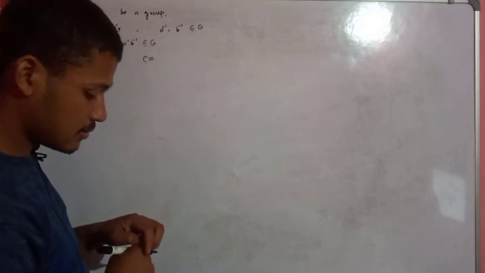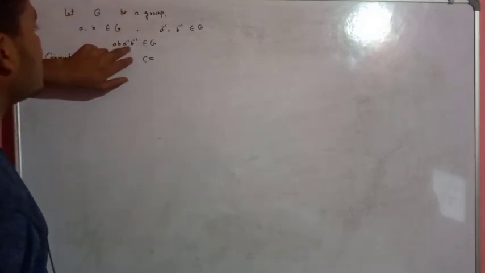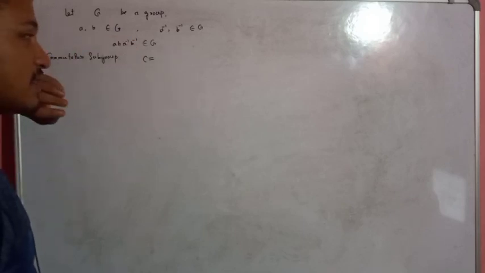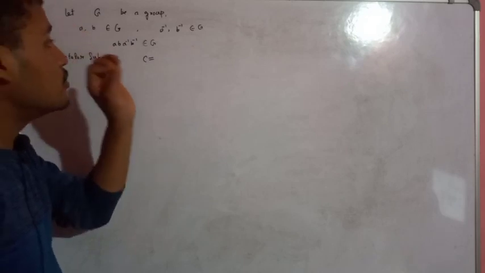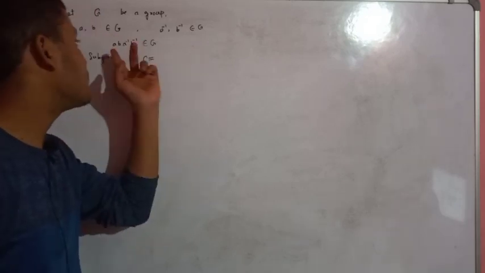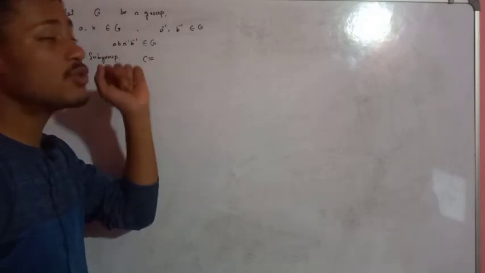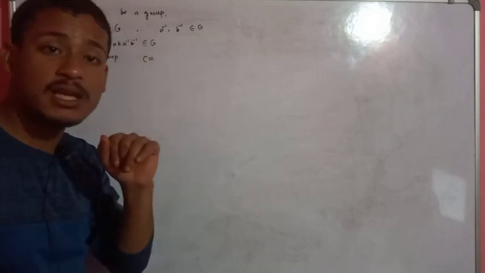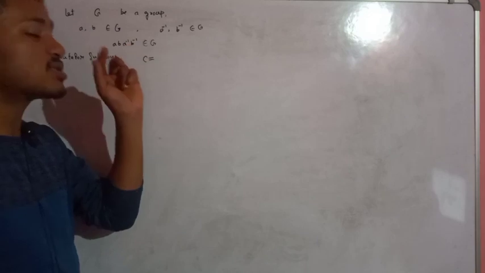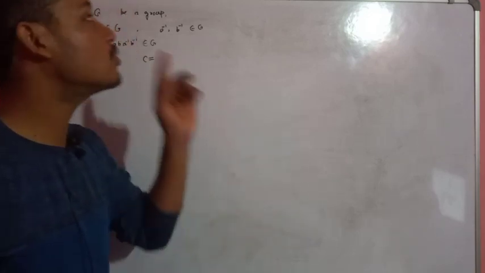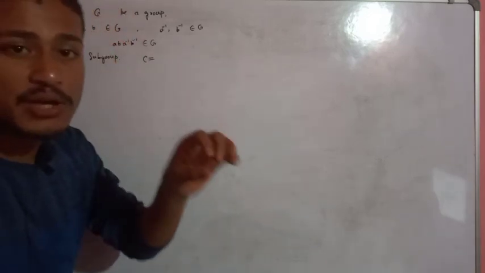And this element A B A inverse B inverse is the commutator of A and B in the group G. Did you understand what I said? A B A inverse B inverse is the commutator of A and B in the group G.